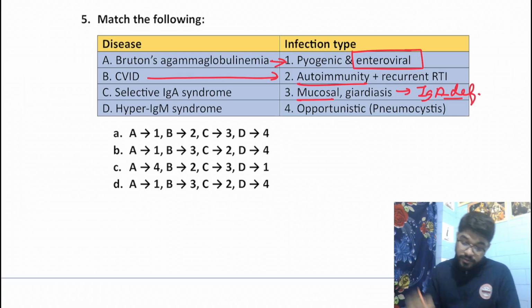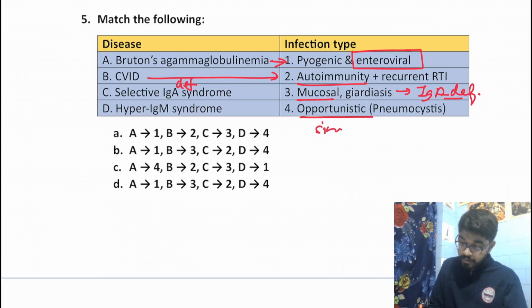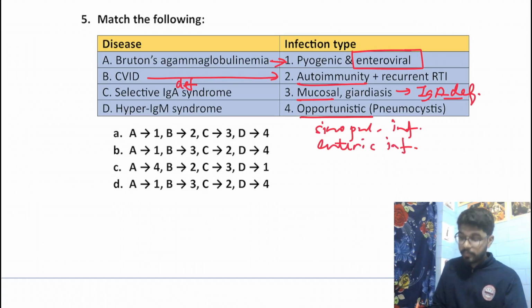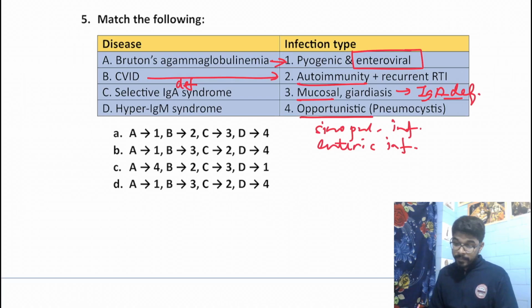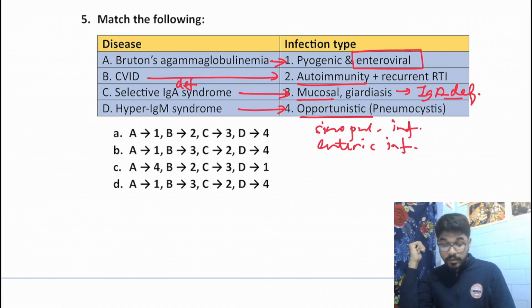In all the conditions where IgA is deficient, we would get mucosal involvement, right? We get IgA deficiency in both selective IgA deficiency syndrome and hyper IgM syndrome. But if we look into the fourth option, opportunistic sinopulmonary infection, my bad, and enteric infection. Opportunistic sinopulmonary and enteric infection, right? These are quite characteristic of hyper IgM syndrome. So our answer over here for the mucosal, option 3, would be C, because opportunistic infections are usually not seen in selective IgA deficiency syndrome.